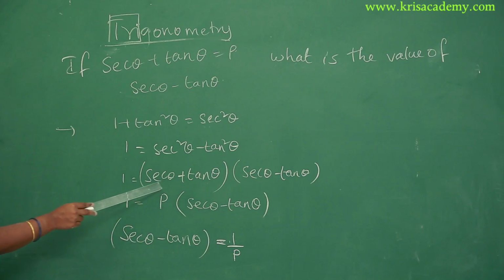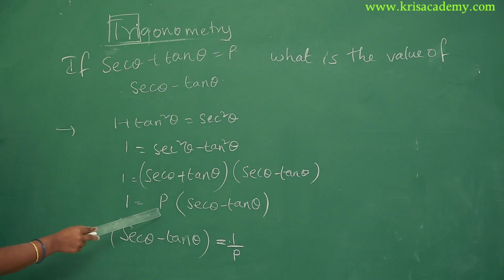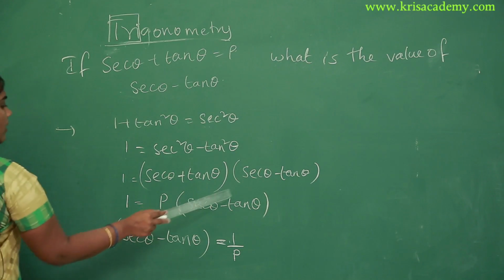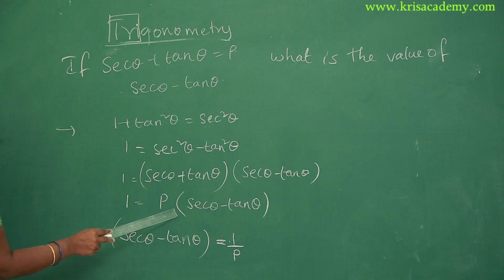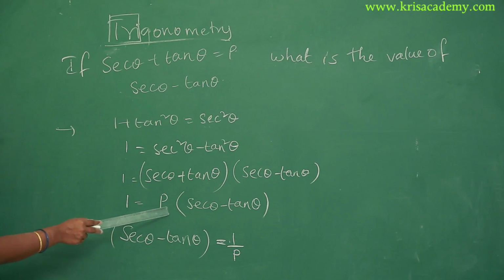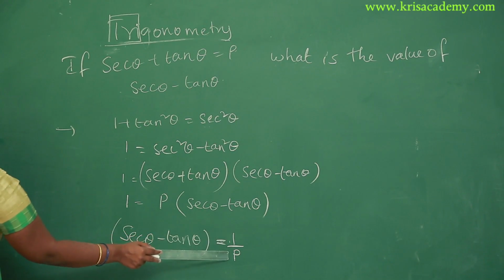Now secant theta plus tan theta: see the question, they have given the value as p. So write here secant theta plus tan theta value as p, into (secant theta minus tan theta). Between the two we have multiplication. We all know multiplication, when it goes to the opposite side, becomes division. So the secant theta minus tan theta value is 1 by p.